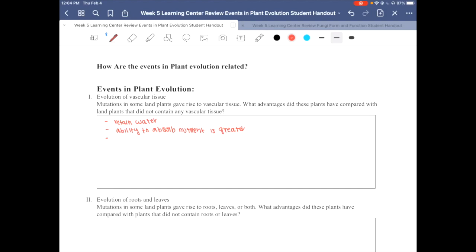It says they don't have to grow close to the ground where it's moist. They can grow upwards. That's one of the biggest advantages of vascular plants. And the roots also provide support against gravity, and because of that, they're able to grow taller. And yes, also with their internal structure, it helps them hold themselves up against gravity.